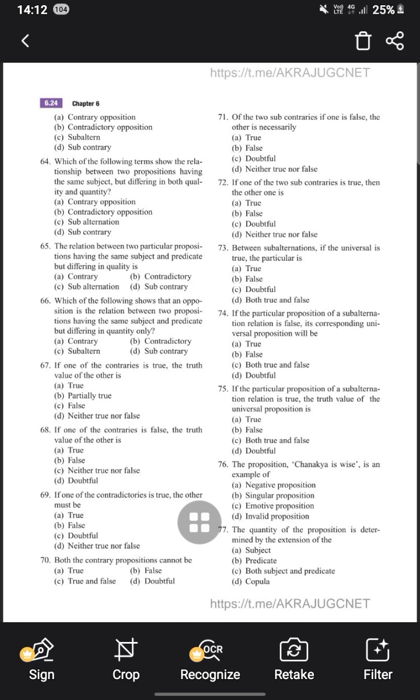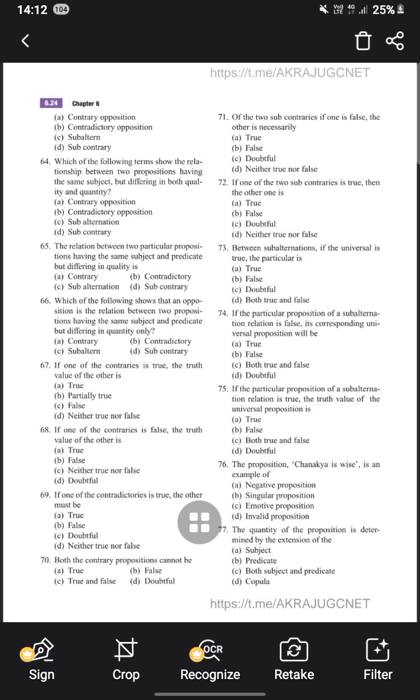Both the contrary propositions cannot be true. Of the two subcontrary, if one is false, the other is necessarily true. If one of the two contrary is true, then the other will be 72, C, doubtful. Between subalternation, if the universal is true, the particular will be true. If the particular proposition of subaltern is false, its corresponding universal will be false.